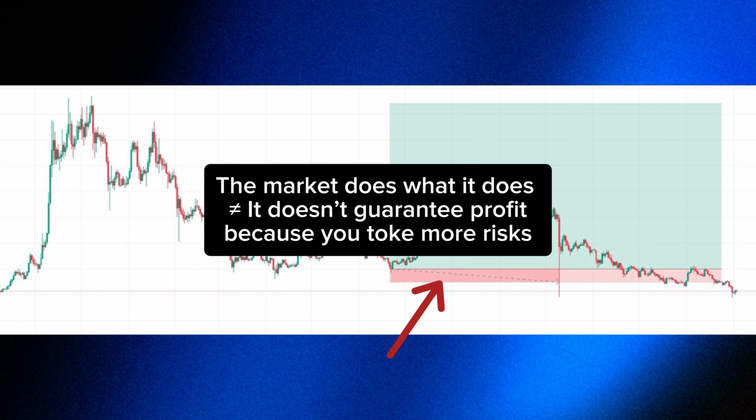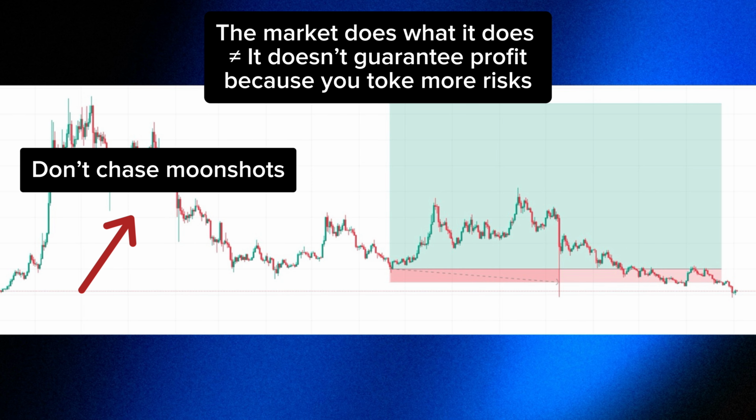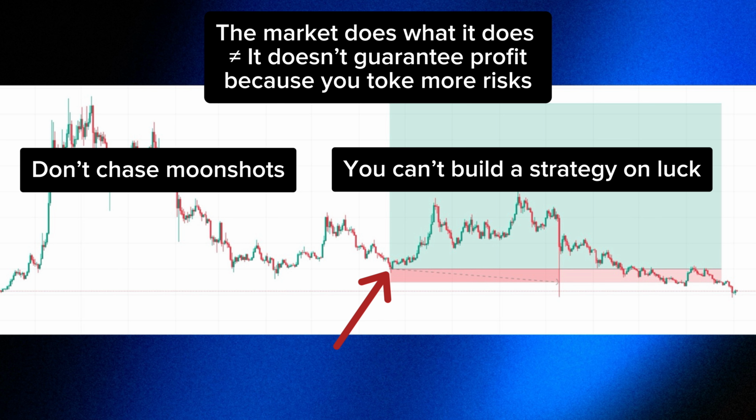First off, the market does what it does. It doesn't promise you gains because you took a lot of risk. The main thing you need to first stop doing is chasing those ridiculous moonshot trades. Those can still happen, but it's very rare and it's pure luck, and you can't build any kind of real strategy around luck. If you do end up in a trade that's really going well, you need to always protect it. Move your stop loss into profit so you actually lock in those gains instead of just ending up with a screenshot and nothing in your account, like most people.